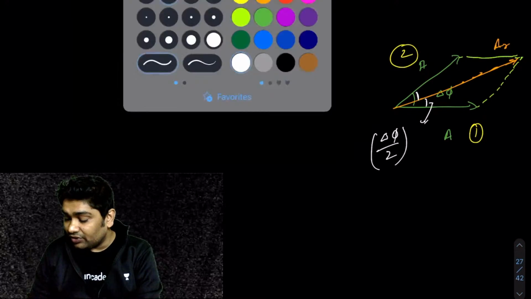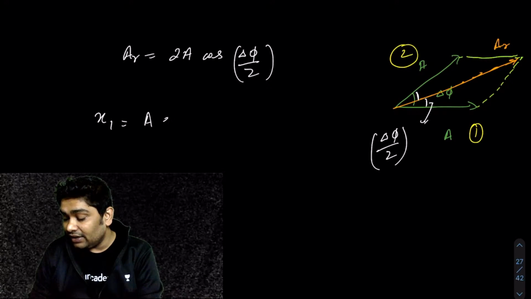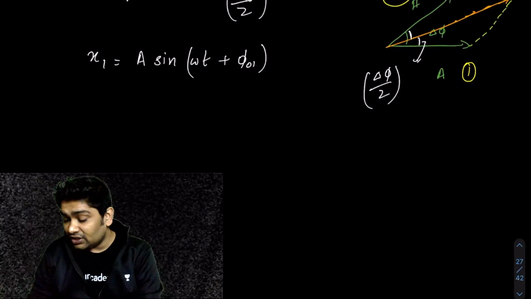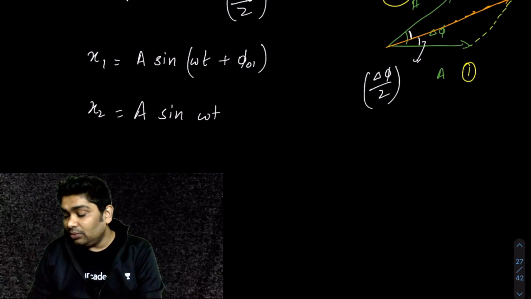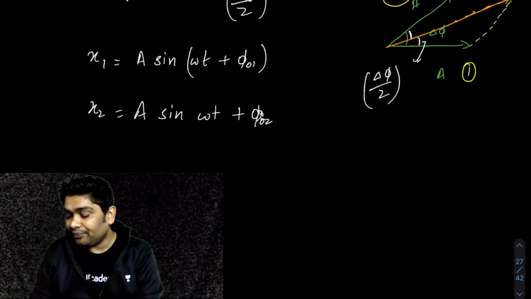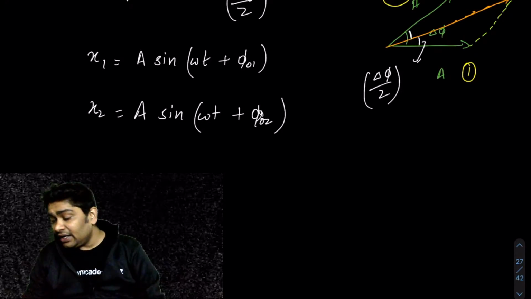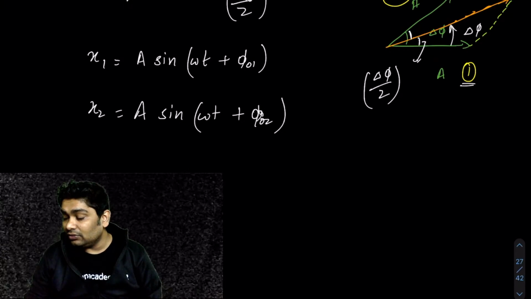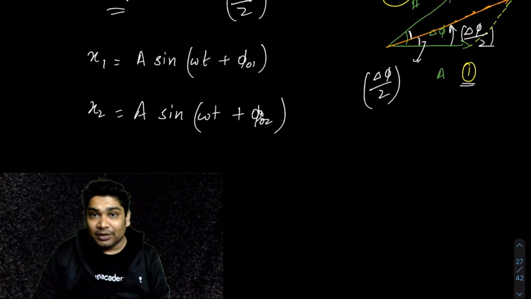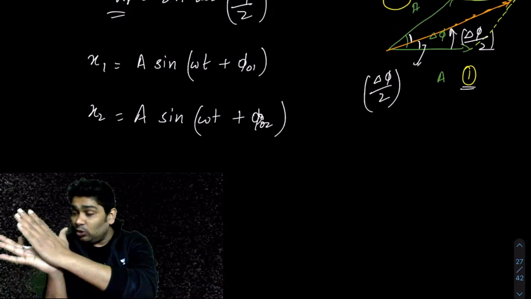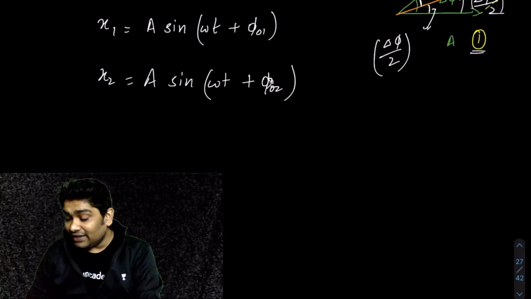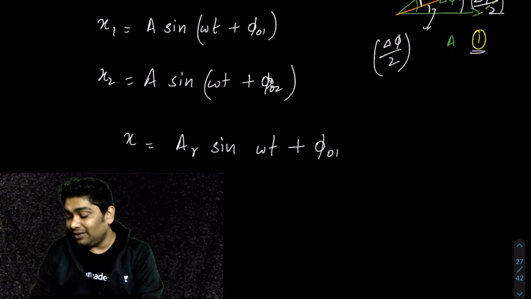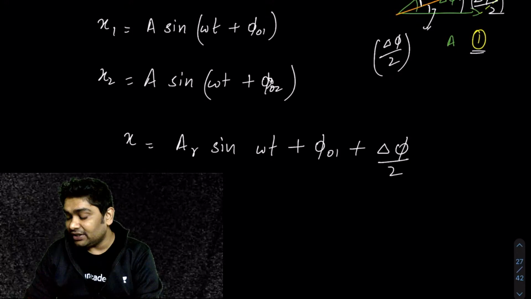So in general, if I write those equations, if I say that x1 is equal to a sine of omega t plus phi naught 1, assuming that this is the general equation that I'm considering. For the second, I will take the equation a sine of omega t plus phi naught 2, again the general expression. Now you realize that the resultant phasor has a phase which is ahead of phasor number 1 by delta phi by 2, correct? So I already calculated the resultant amplitude, and what is going to be the omega? The omega is going to be the same, right? Because both the phasors are rotating with the same omega, so the resultant will also rotate with the same omega. So can I say x resultant would be AR sine of omega t plus phi naught 1 plus delta phi by 2. That is how you can find the expression for the resultant SHM.